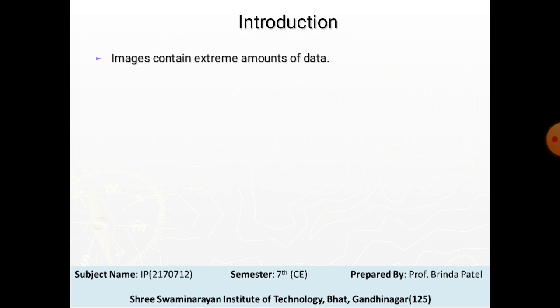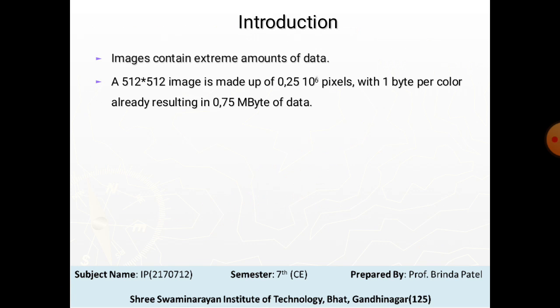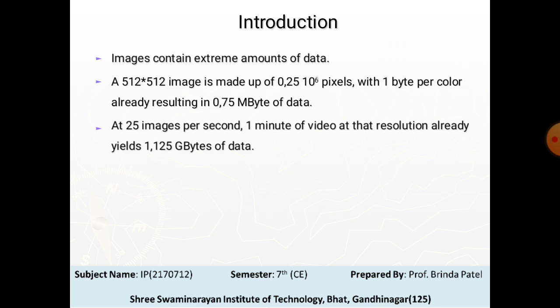So images contain extreme amounts of data. A 512 by 512 image is made up of 0.25 times 10 raised to 6 pixels with 1 byte per color, which already results in 0.75 megabytes of data. So at 25 images per second, 1 minute of video at that resolution already yields 125 gigabytes of data.